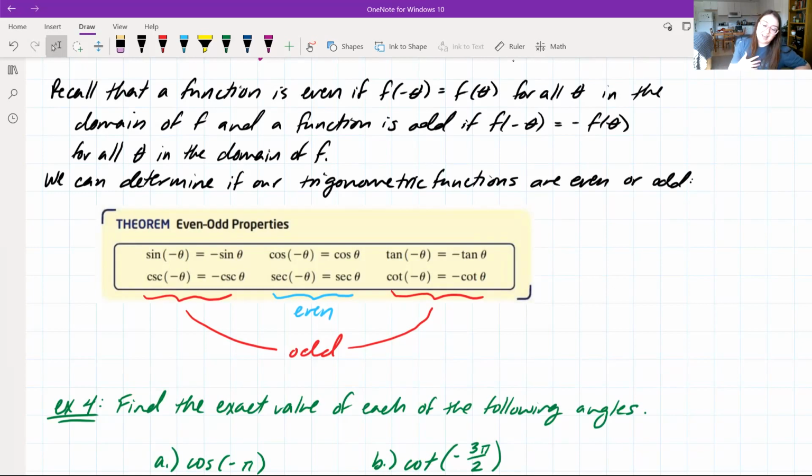Then we see that cosine and secant are our even functions. So cosine of negative theta is equal to cosine of theta, while secant of negative theta is equal to secant of theta. So if you want to just remember, cosine and secant are the even functions. Everything else is odd.